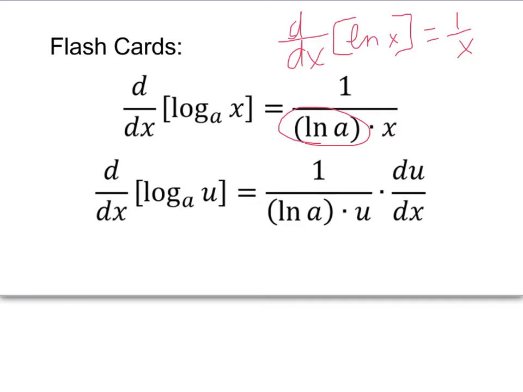Okay, if our function is not just an x, we're going to use u to represent another function, then we have to use a chain rule process, and that's where the times du dx comes in on the second formula. Let's look at two examples that deal with these two formulas.